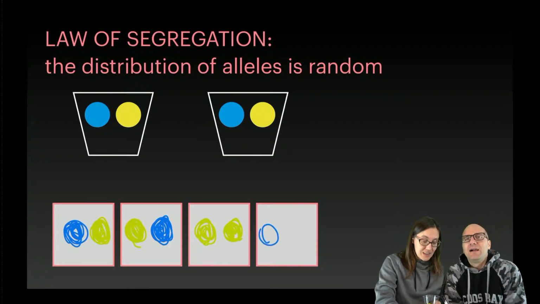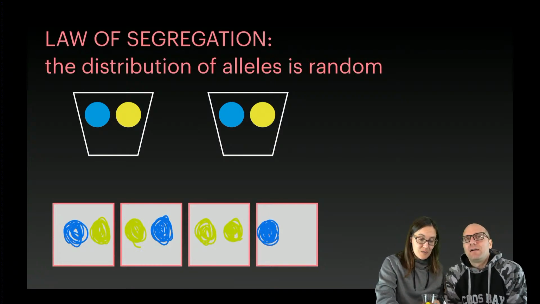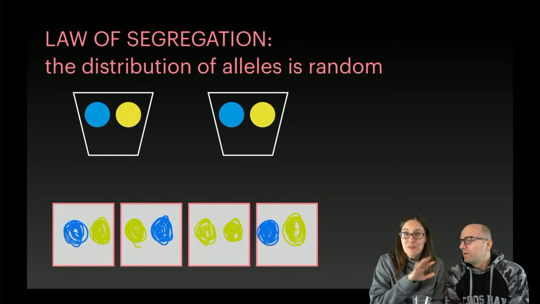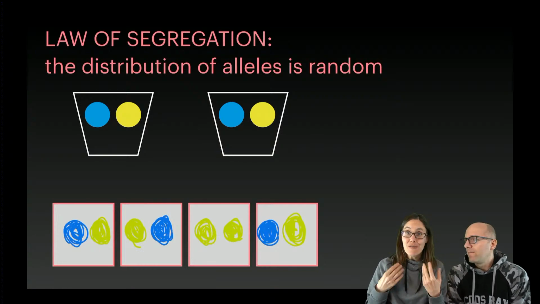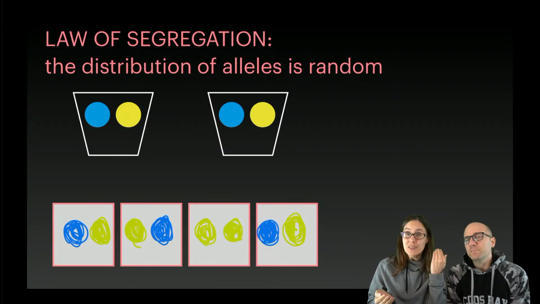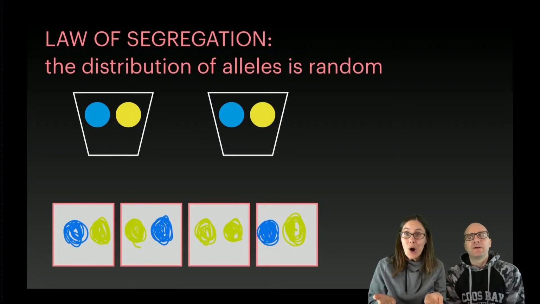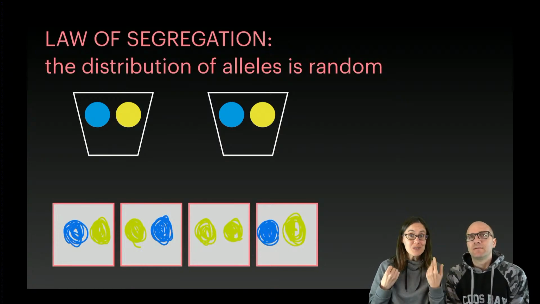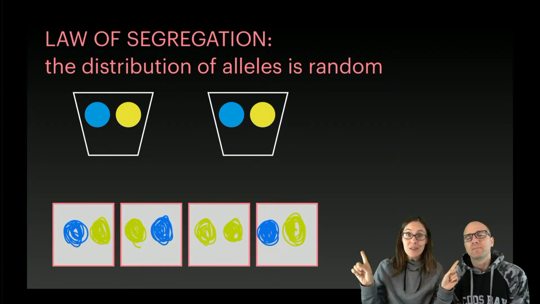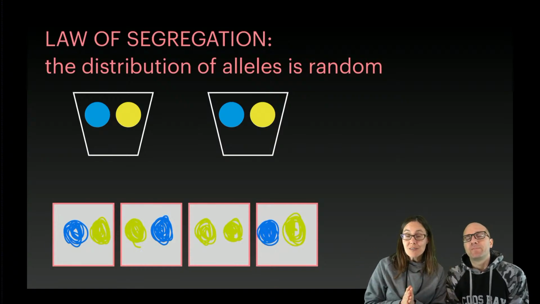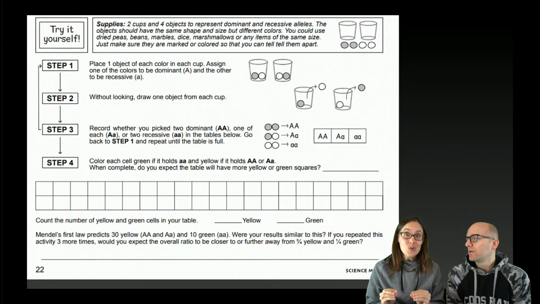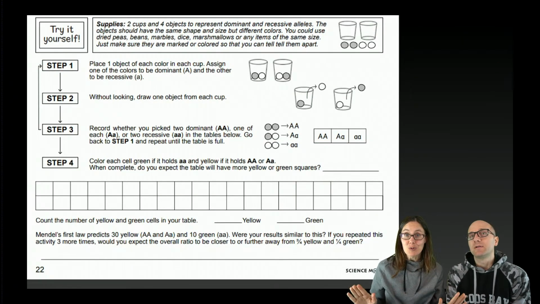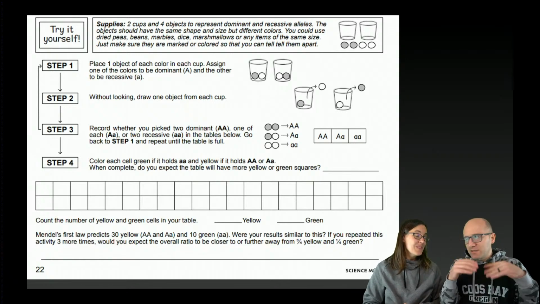Now, it's important to understand that just because the chance is 50-50, that doesn't mean that you're going to get a perfect distribution. So like flipping a coin, right? 50-50 chance it's heads, 50-50 chance it's tails. Does that mean that you're always going to flip heads and then tails? No, you could flip heads twice in a row. You could flip tails twice in a row. Same thing with our law of segregation. The distribution of the alleles is random, and if you do enough of them, you will see an even distribution. So on average, things are going to work out.